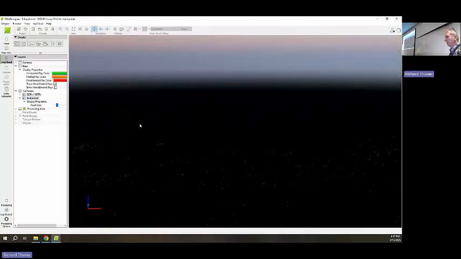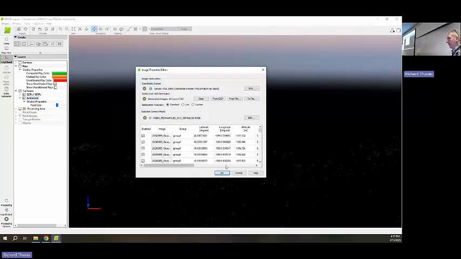All right, are we ready? Do you remember the GCP MTP editors right up here on the top? Right next to it is the image properties editor. If I open that, this should look very familiar. This is the same screen we get every time we add images to Pix4D.